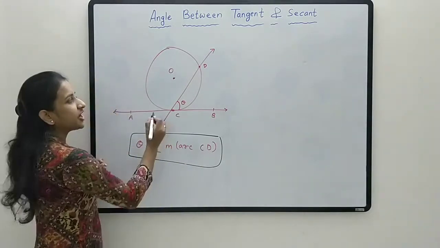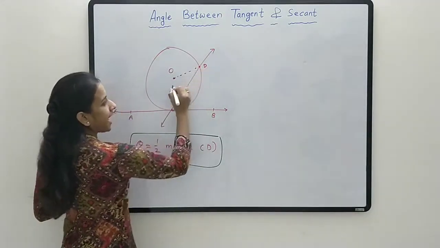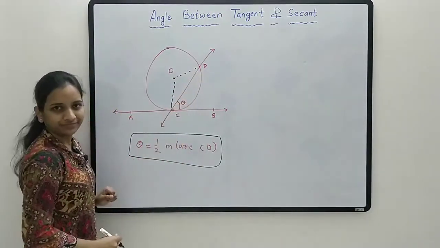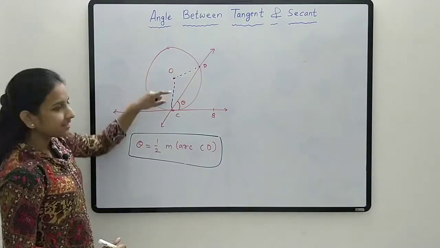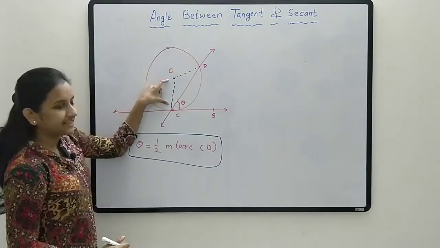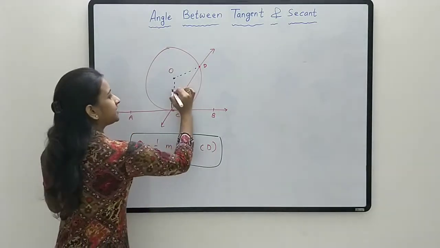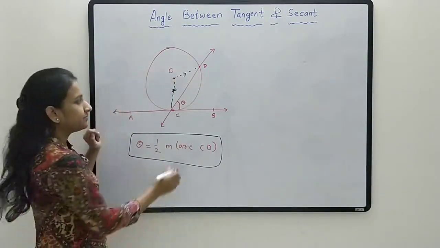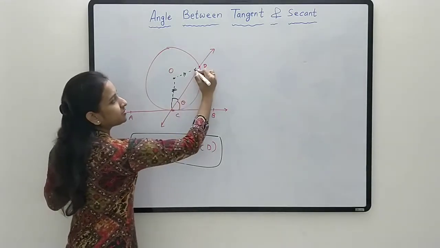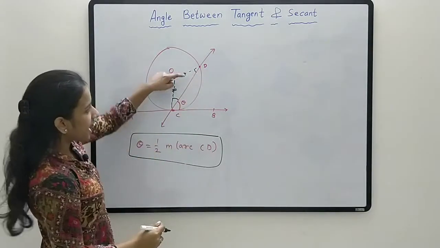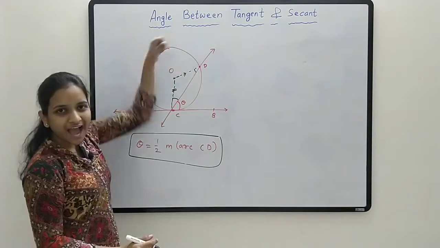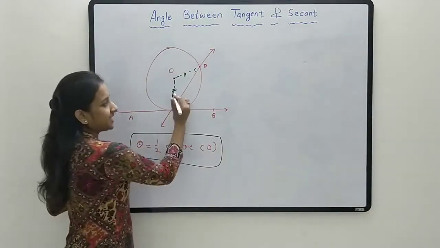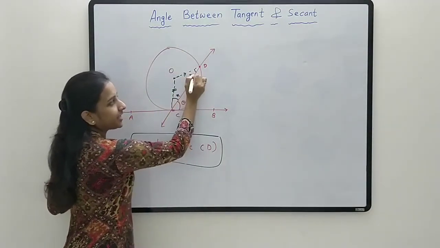For that, let's join radius OD and radius OC. In this triangle, OD is a radius, OC is a radius. They are equal, radii of the same circle. So this is an isosceles triangle. That's why this angle is equal to this angle. Angles opposite to equal sides are equal. If this angle is x, then this angle is also x.